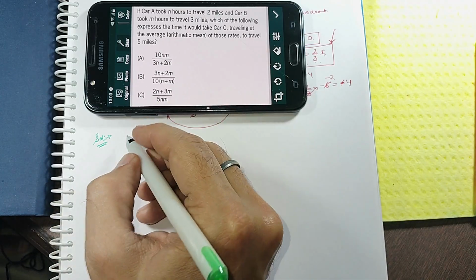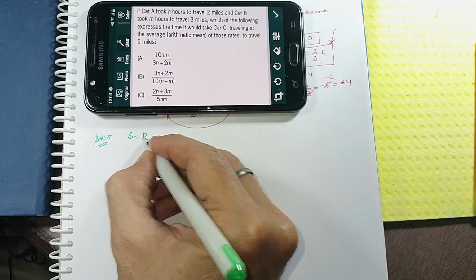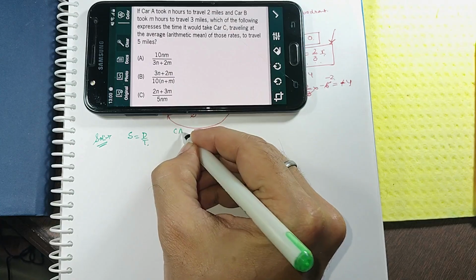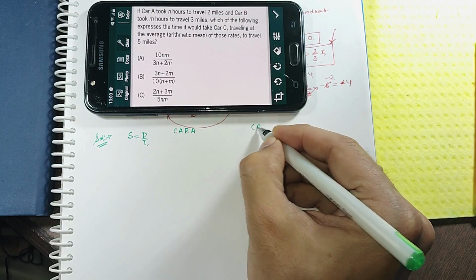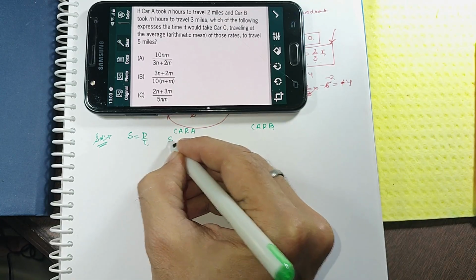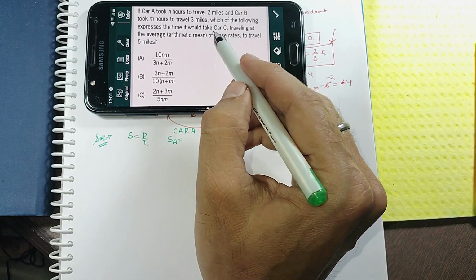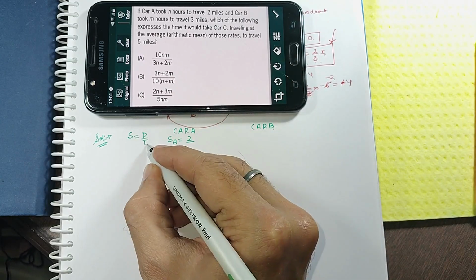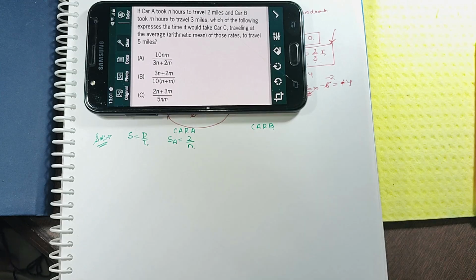Now, first of all, let us suppose we know that speed is equal to distance upon time. Now, there are two cases, car A and car B. Let us suppose for car A the speed is S of A. Now, distance is 2 miles and time taken is n hours. So this will be 2 by n.